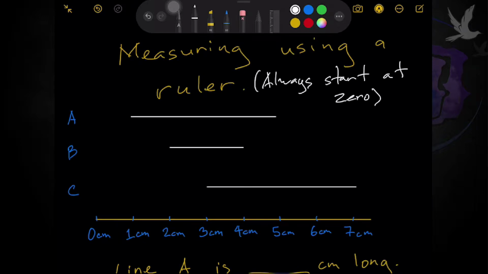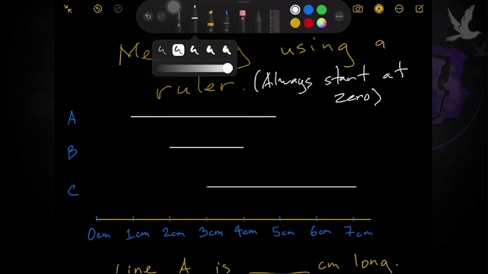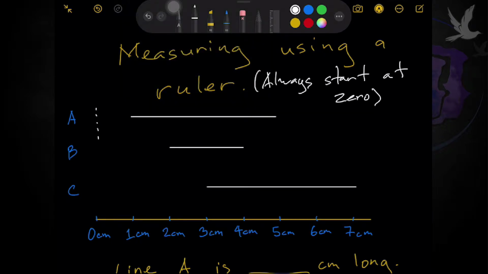Okay, so for example, for this one, what if the lines don't start at 0? In this case, if you notice, it doesn't start at 0 now. So what will we do here? If you notice, line A started at 1 centimeter. Line B started at 2 centimeters. And line C starts at 3 centimeters.